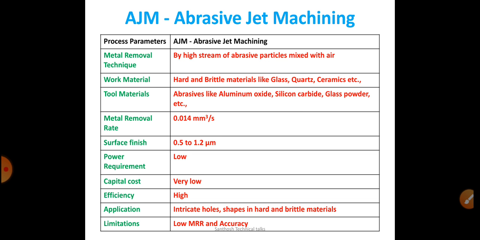It is 100 times, 1000 times lesser than ultrasonic machining, that is 0.014 millimeter cube per second, and surface finish 0.5 to 1.2 micrometers. Here the power requirement is low, capital cost is also low, and the efficiency is good. That is why for applications like making intricate hole shapes in hard and brittle materials, we can use this abrasive jet machining. The limitations are lower metal removal rate and lower accuracy.